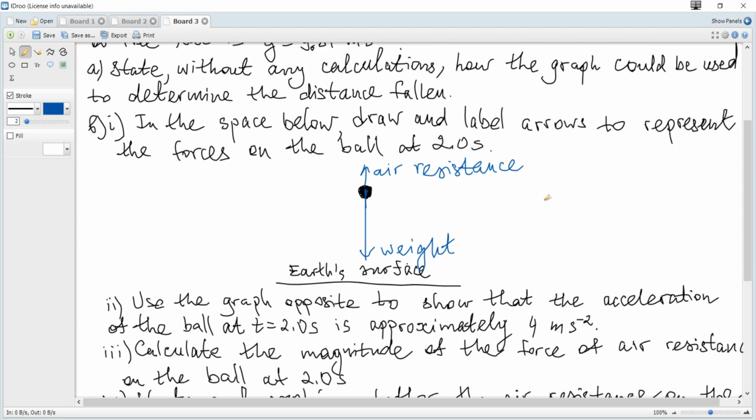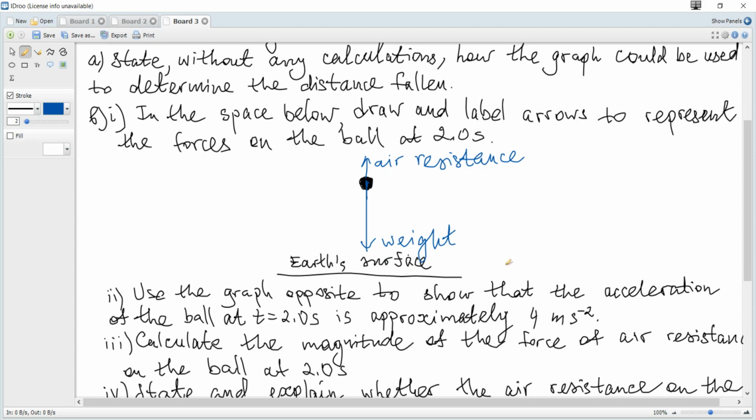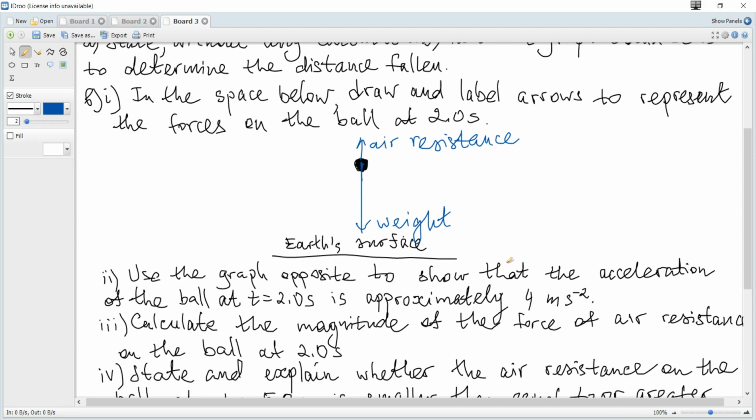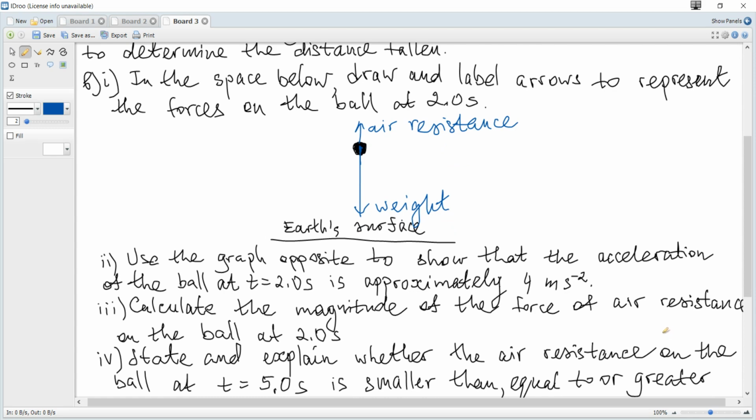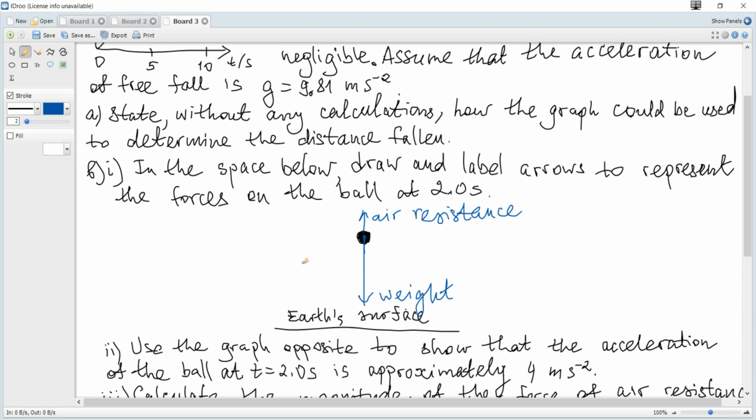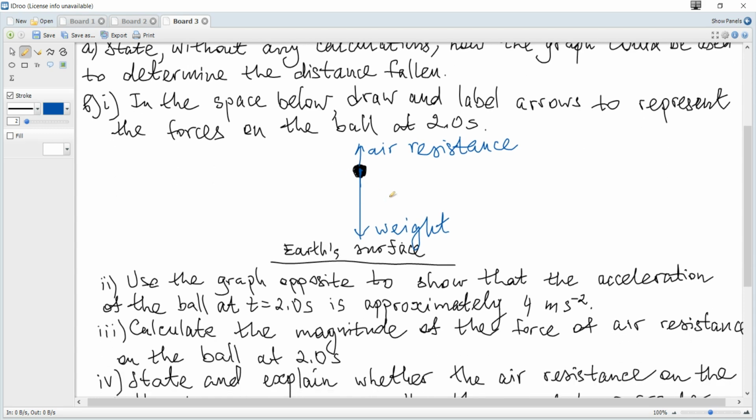And the next question. Use the graph opposite to show that the acceleration of the ball at 2 seconds is approximately 4. So, to find acceleration, we should draw a tangent at 2 seconds and find the gradient of this tangent, and it should be approximately 4.